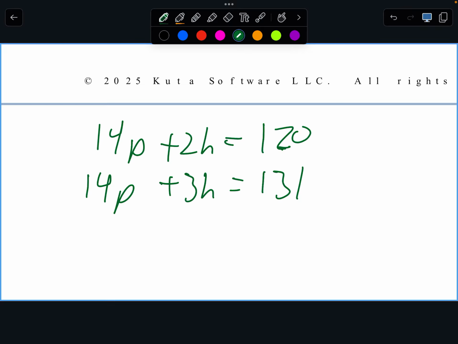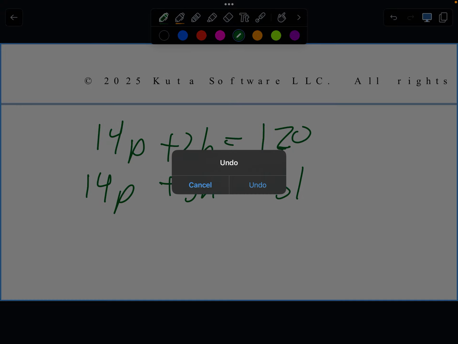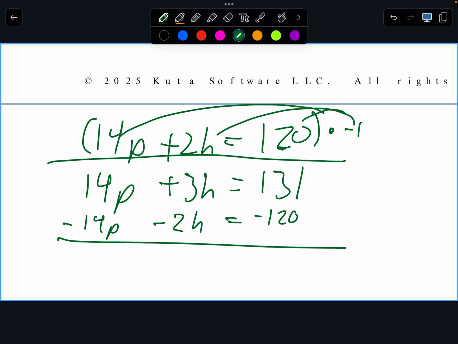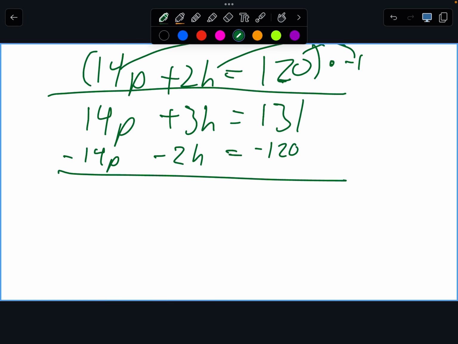One of the equations multiplied by -1. All right, does it matter which one? No. So which one should we pick? The first one. I agree. If we multiply this first equation by -1, we end up with negative 14p minus 2h equals negative 120. And now we can add these 2 equations together. We end up with h equals 11.